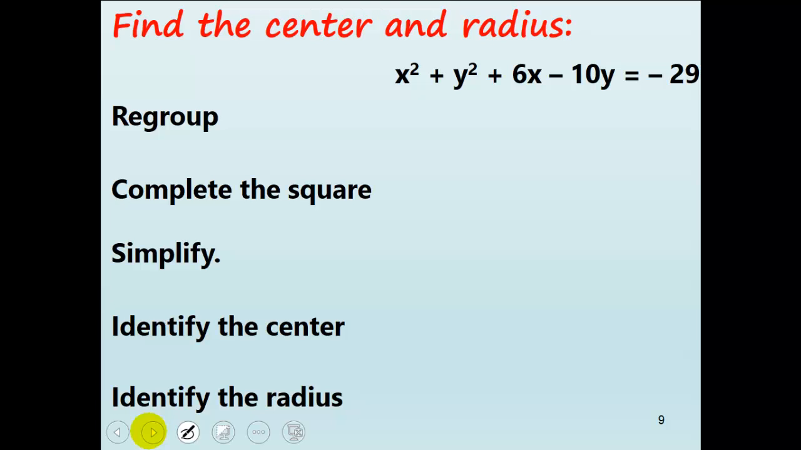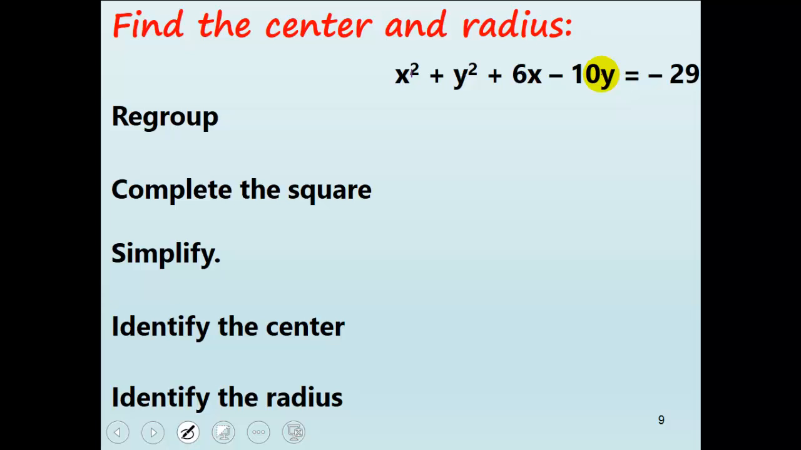All right, now we have to do a little work on this one. I'm going to go a little bit slower, talk a little bit slower, be a little bit more elaborate, because this looks like a mess, right? Bunch of x squared, y squared, x's and y's, and we have to get it into the equation of a circle. So here's what we're going to do. The first thing we're going to do is regroup, and move our x squared and our x next to each other so that we can complete the square. And we're going to move our y squared and our y close to each other.